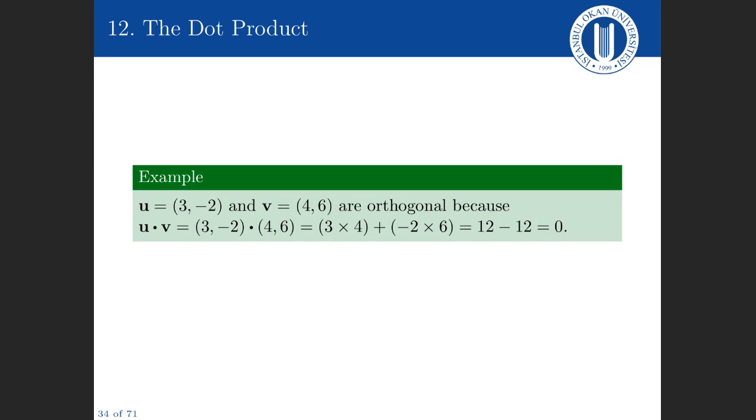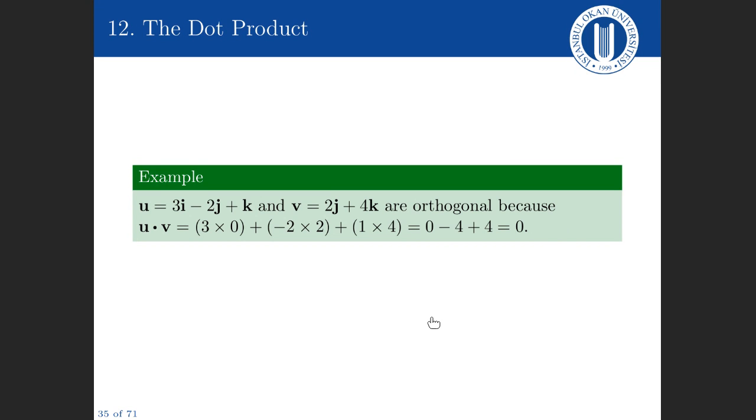For example, the vectors (3, -2) and (4, 6) are orthogonal because if we calculate the dot product of these two vectors, we get 0. And these two vectors are orthogonal as well. I'll leave it for you to check that. If we calculate u dot v, then again we get 0.